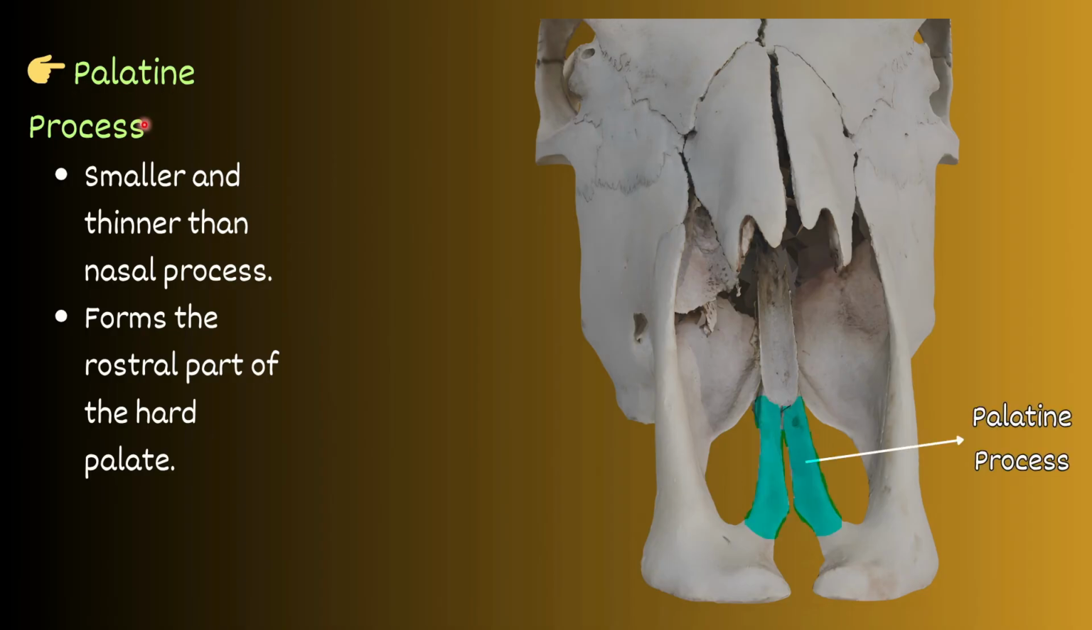Then palatine process. You can see this is the palatine process. They are smaller and thinner than the nasal process. So this is the nasal process, this is the palatine process. Thinner than the nasal process, it forms the rostral part of the hard palate.